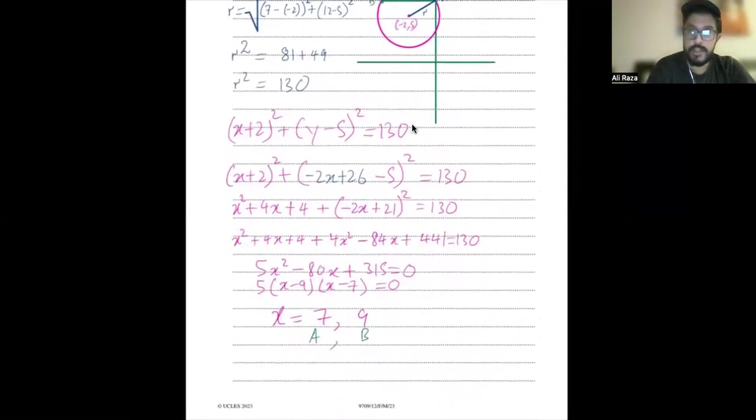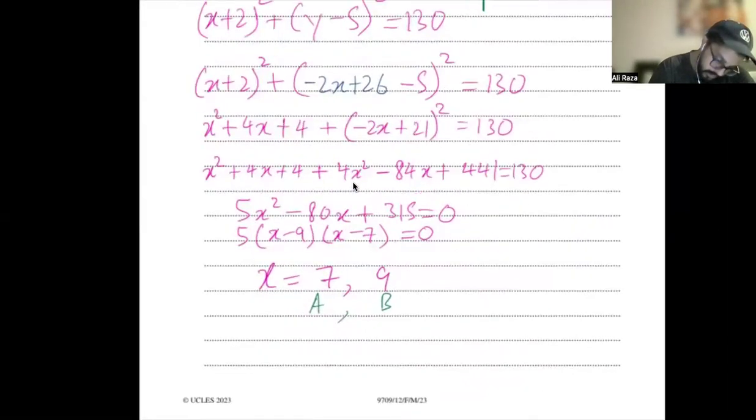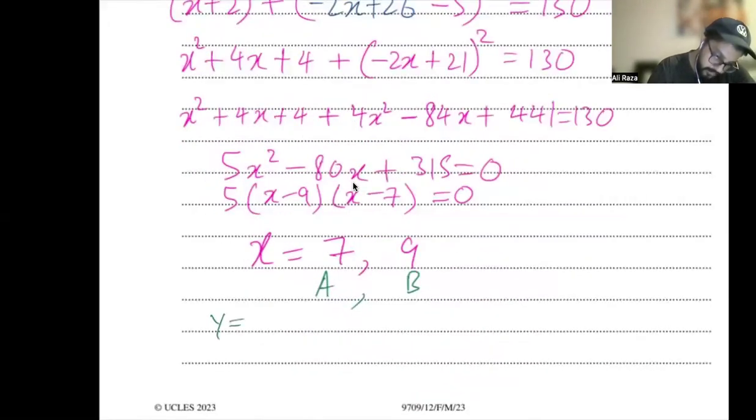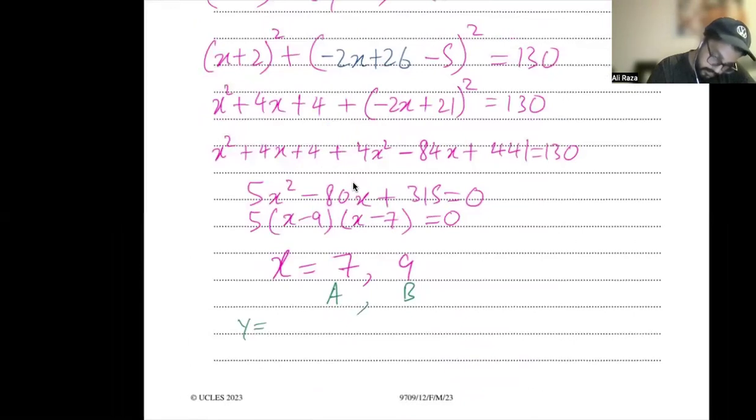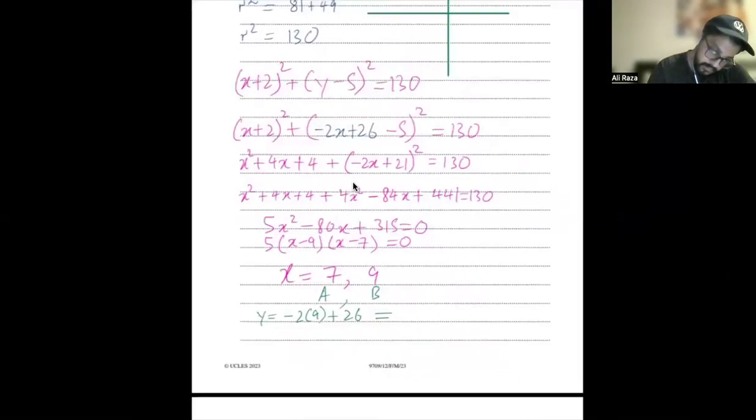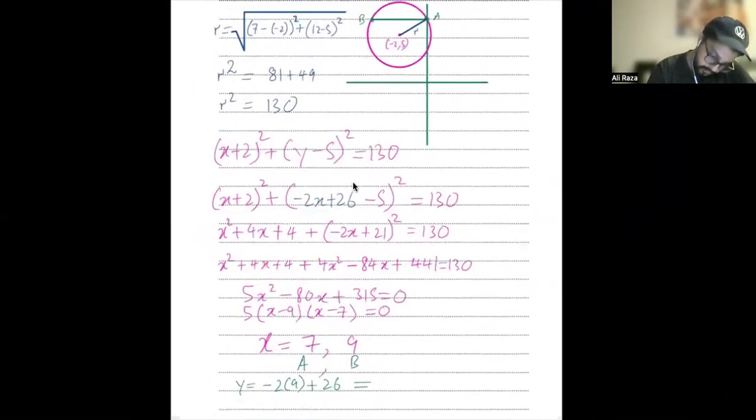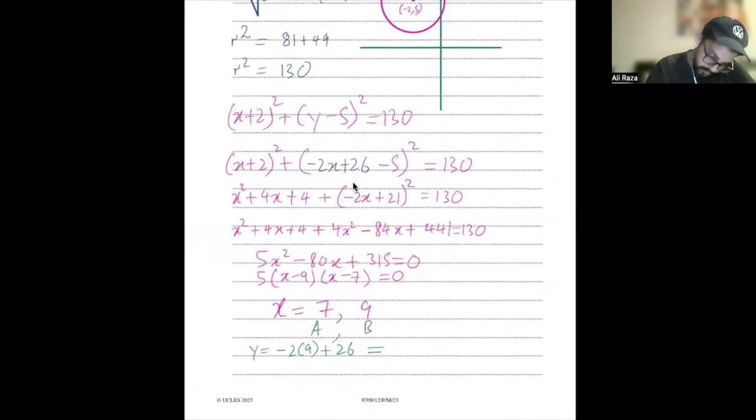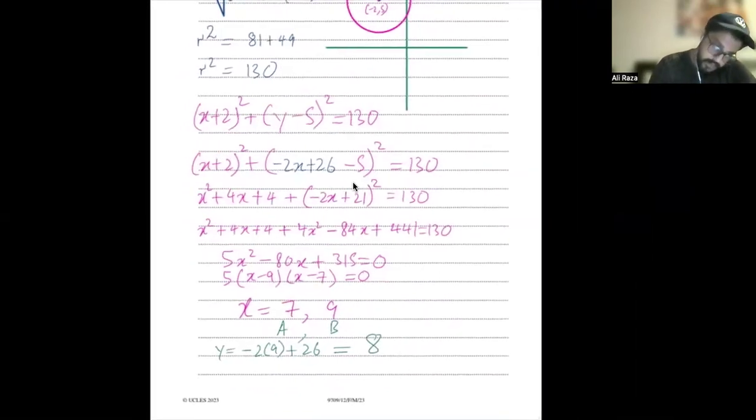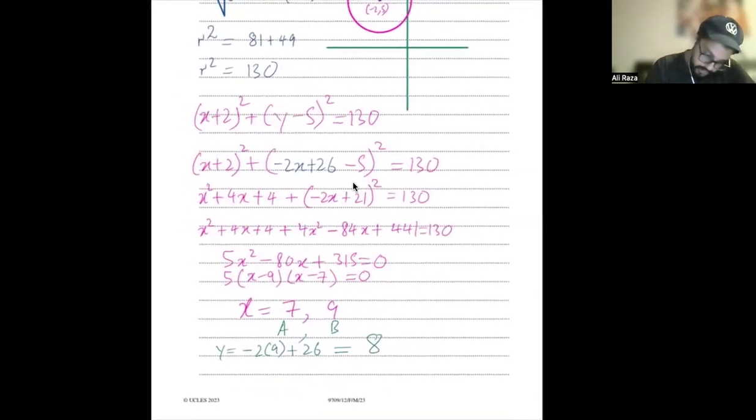Now we'll use the equation for y for AB to find the y coordinate of B. The coordinates for B are 9, 8.